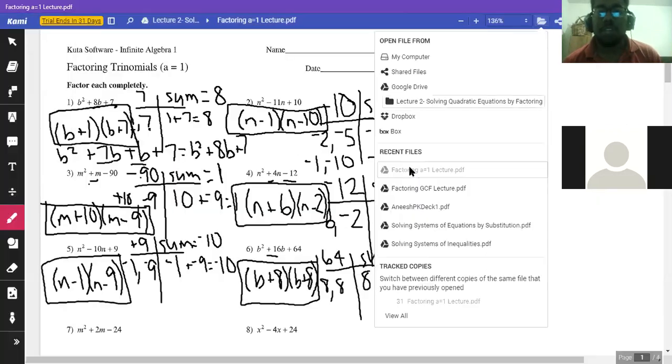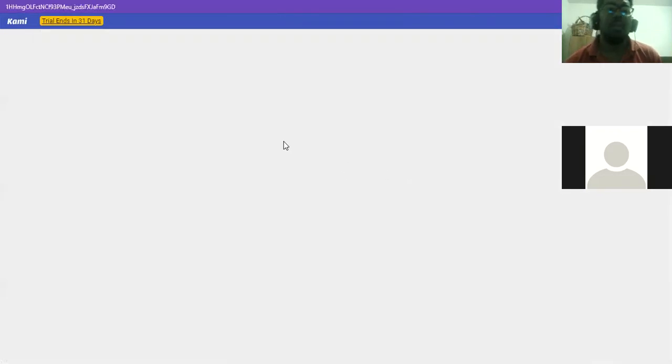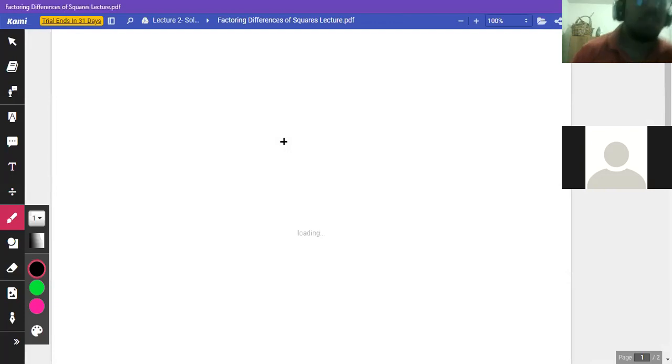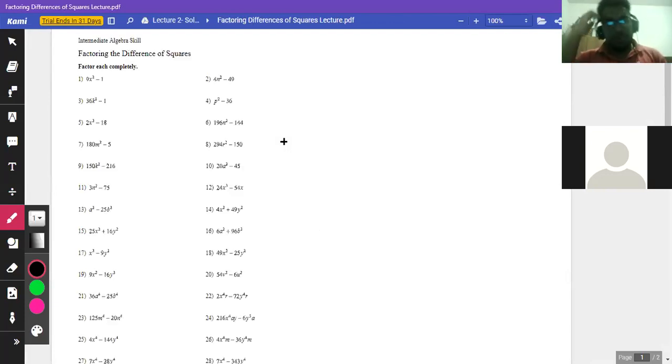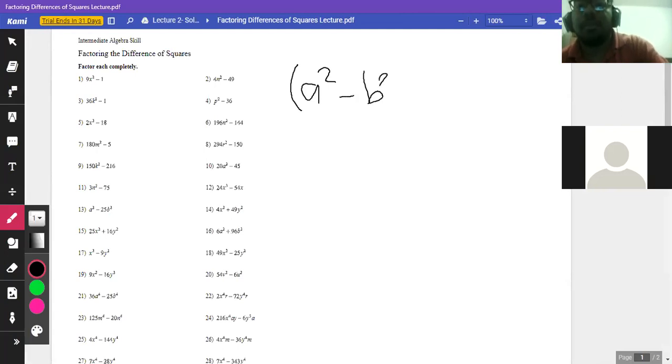Okay, so the next type of factoring we're going to review is factoring a difference of squares. So with differences of squares in general, let's say for example, I had something squared minus something squared, right? Basically what I want to do to factor this is I'm going to take the square root of both of them. So the square root of a squared would just be a, and the square root of b squared would just be b.